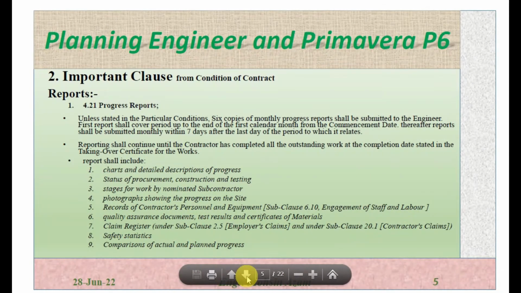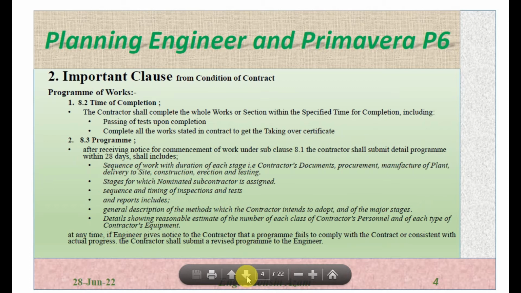Okay, once we submit the program, now in the second part, here we discuss the program. In the program, two things are important. When will be the completion, overall completion of the project? It should be clear from the program, and what should be included there, and how many days are required to submit the program. So as it's written here, within 28 days after the commencement of the project, the contractor should have to submit the program of work.